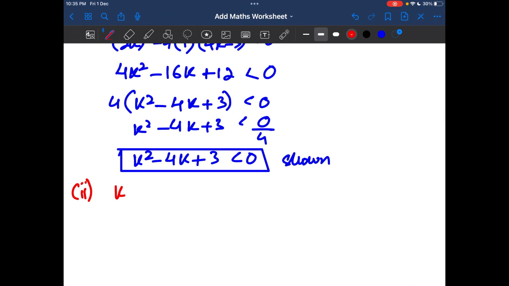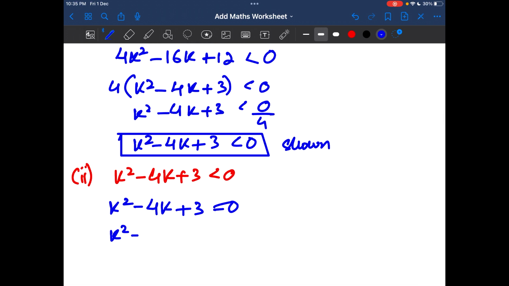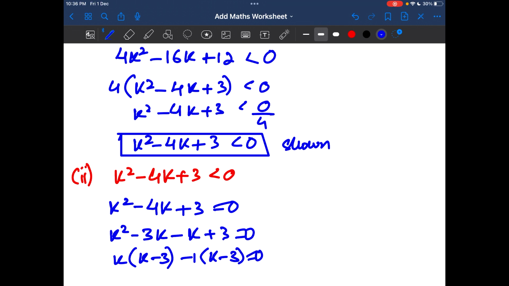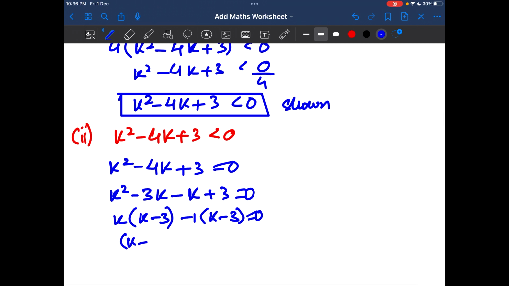So we have this inequality k square minus 4k plus 3 is less than 0. And for the time being, we are going to put it equal to 0 to find out the value of k. We are going to break the middle term. k is common in the first two terms. We got k minus 3. Minus 1 common in the last two terms. We got k minus 3. k minus 3, k minus 1 is equal to 0. We got k value as 3 and 1 here.